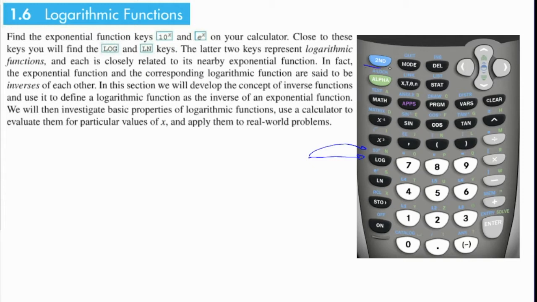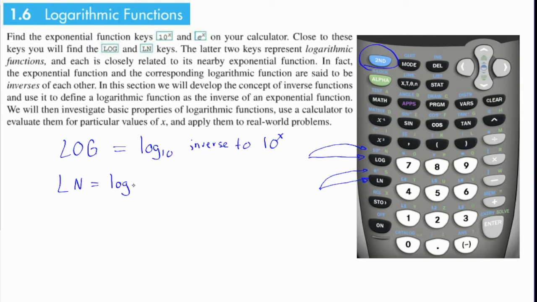Notice that the blue 10 to the x, you'd have to hit the blue second button up at the top to access it. But this just lets us know that on a calculator, when we see log, that is the same as log with a base 10, and this is the inverse to 10 to the x. We also have an ln button here, and above that e to the x. So whenever we see an ln button, it is the same as log with base e, and ln is the inverse to e to the x.